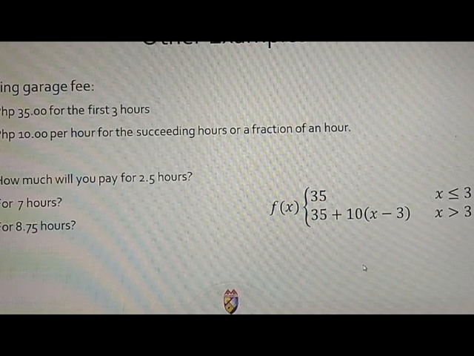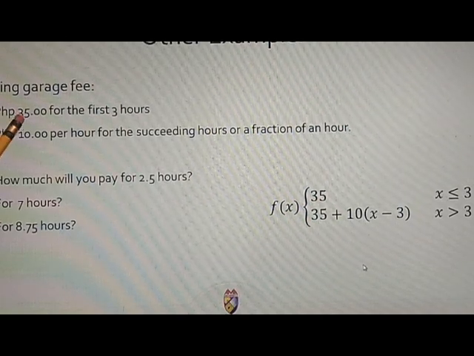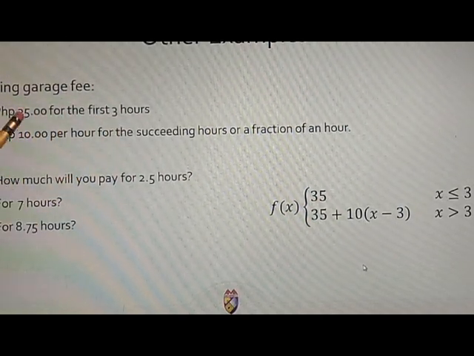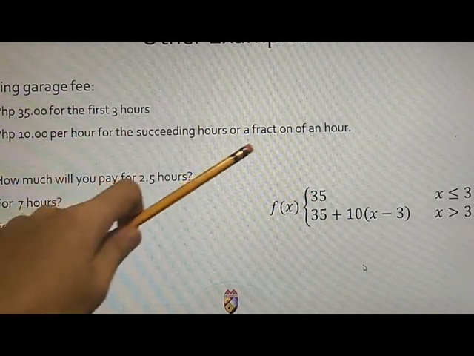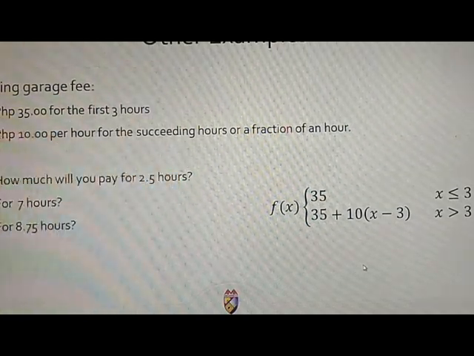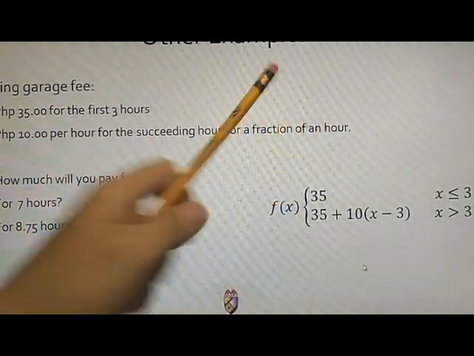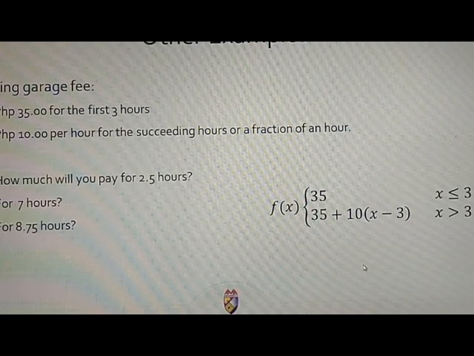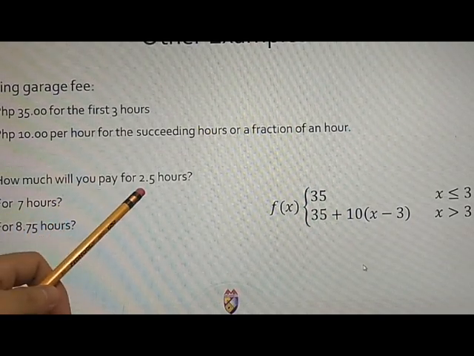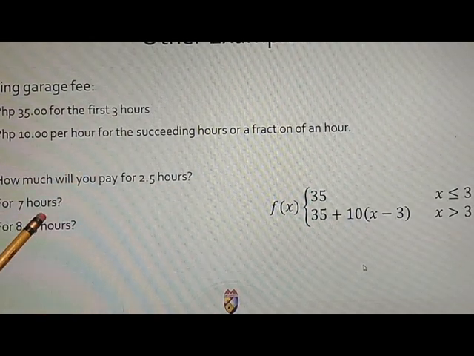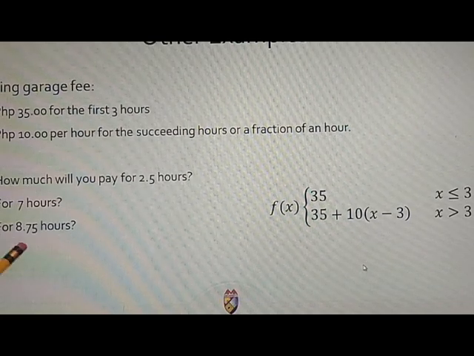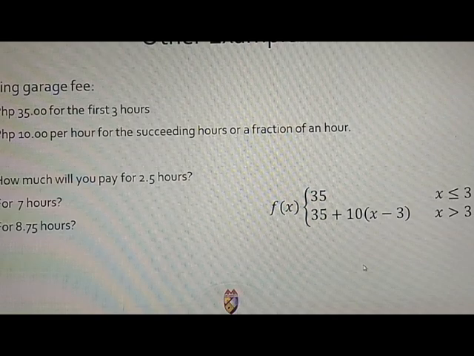Next, another example: parking garage fee. The condition is 35 pesos for the first 3 hours, and then 10 pesos per hour for the succeeding hours, or a fraction of an hour. Pag sinabing fraction of hour, hindi eksaktong 1 hour. Next, how much will you pay for 2.5 hours? How about for 7 hours? How about for 8.75 hours?